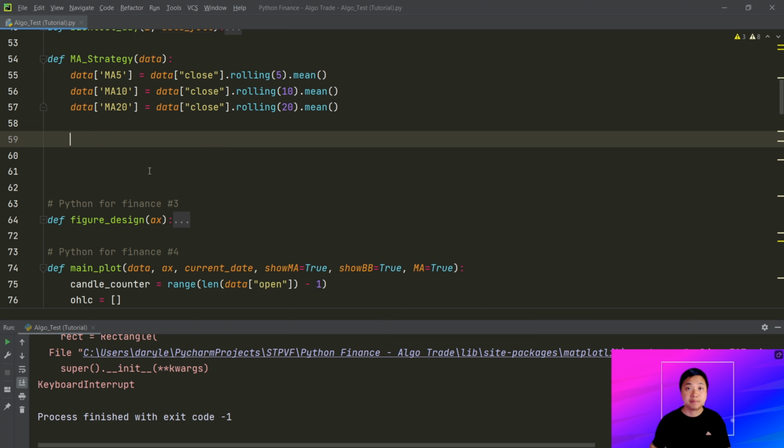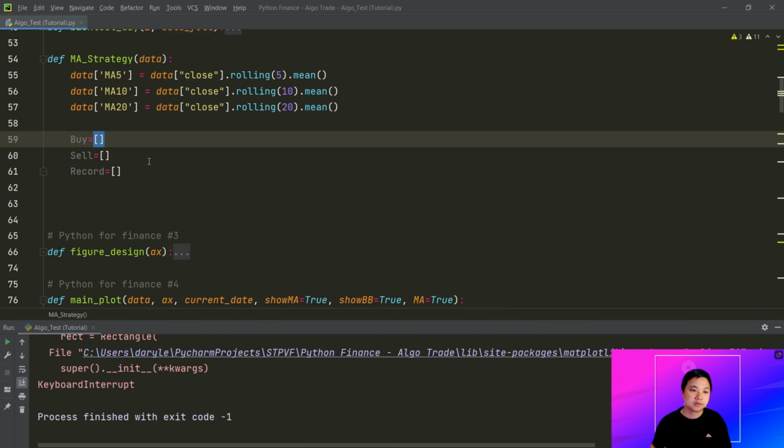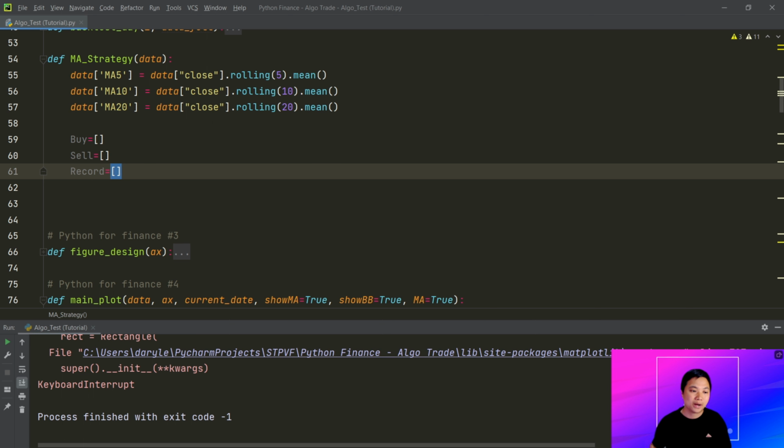But in my example, we create this data, and then once we create these three moving averages that we are going to use, that is the 5 minutes moving average, 10 minutes moving average, and also 20 minutes moving average, we can then build three lists. That is the buying list, the selling list, and also the record list.